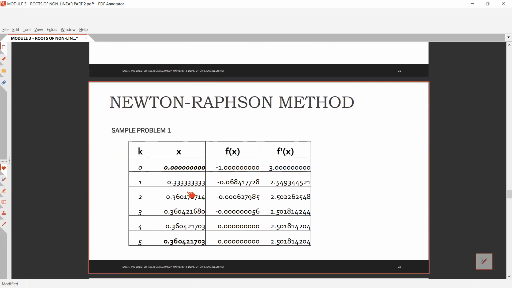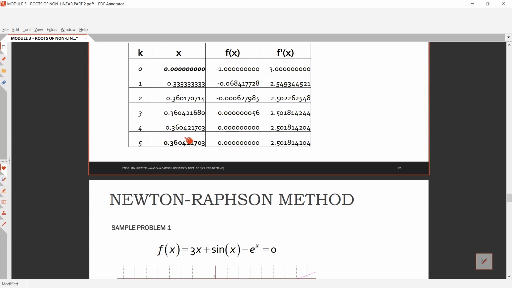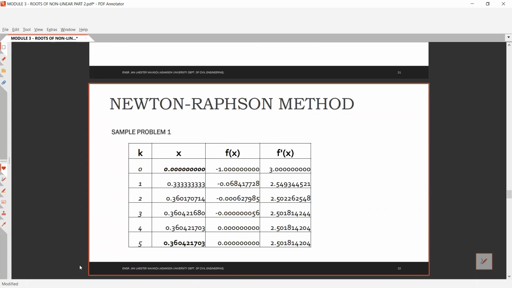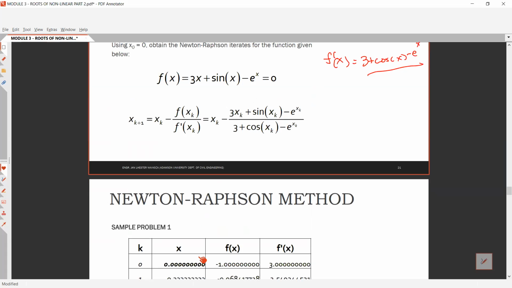So, can you open your calculator? Sige, alam ko kaya nyo yung isolve. Open ko rin ang calculator to. Hindi yata nakikita. Ayan.